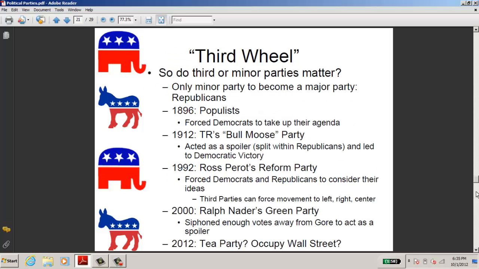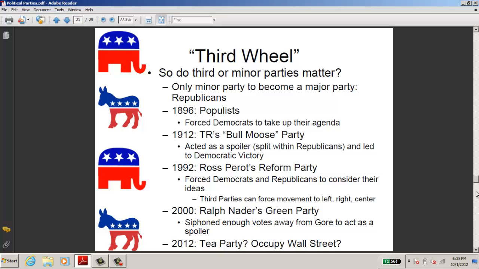So do third parties even matter, or are they just the third wheel of American politics? Well, there's only been one minor party, introduced in 1854, that became a major party, and that's the Republicans. So within 6 years, they established themselves as a major party. That's the exception rather than the rule. Mostly, the way that third parties have an influence is by influencing the two major parties, pulling them either to the right or to the left, focusing their attention on certain issues. So let's take a look at a couple examples.